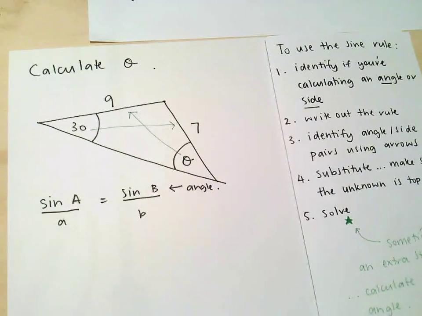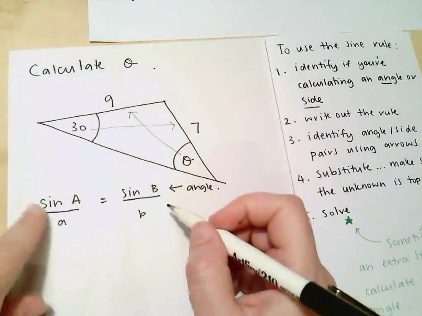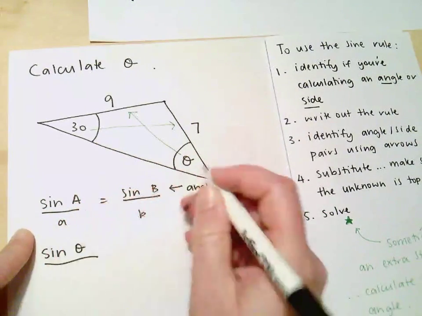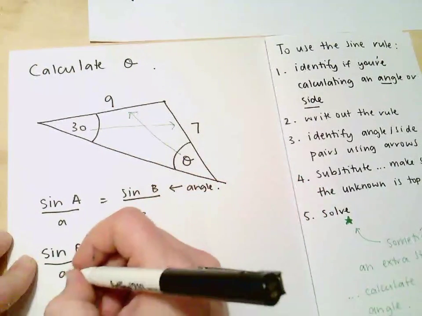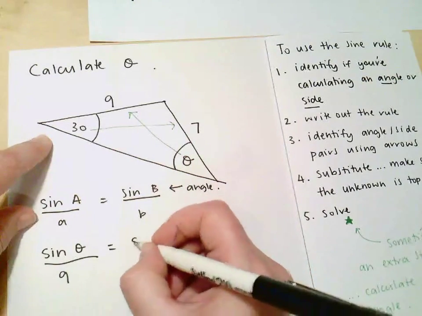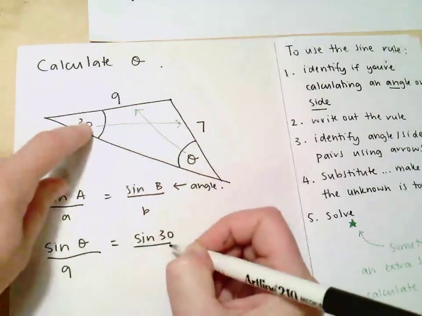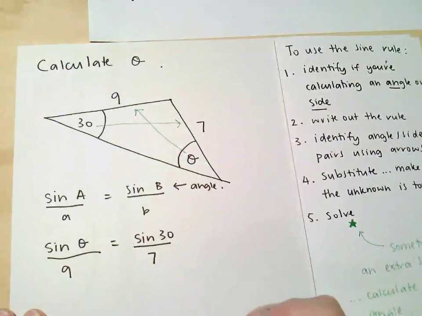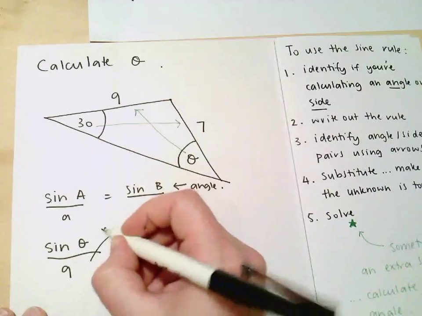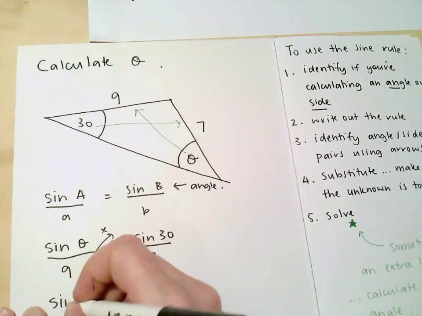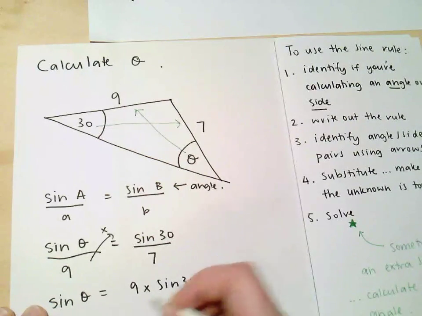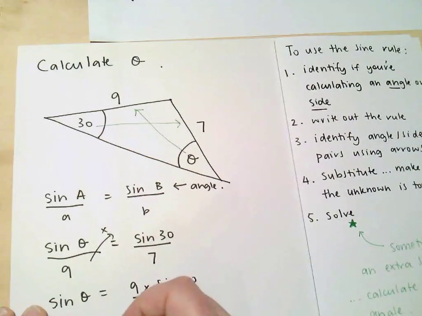Then I need to substitute and make sure that my unknown is top left. I'm trying to find theta, so I'm going to write sine of theta on my top left. Sine theta is opposite the 9, that goes underneath. Then I need my other angle and side pair, so I put sine of 30 over the side that it pairs with, which is 7. I'm trying to find sine theta, so I need to get rid of divide by 9 by moving it up and multiplying. So I get sine theta equals 9 times sine 30 divided by 7.